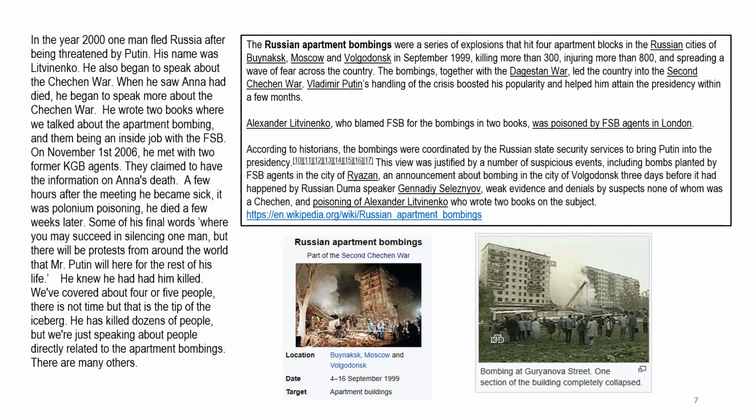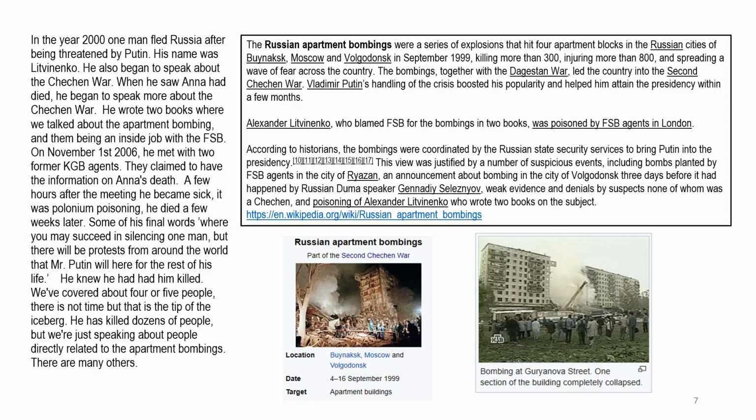In the year 2000, one man fled Russia after being threatened by Putin. His name was Litvinenko. I'm not pronouncing that right. He also began to speak about the Chechen War. When he saw Anna had died, he began to speak more about the Chechen War. He wrote 2 books where he talked about the apartment bombings being an inside job with the FSB. On November 1st, 2006, he met with 2 former KGB agents.